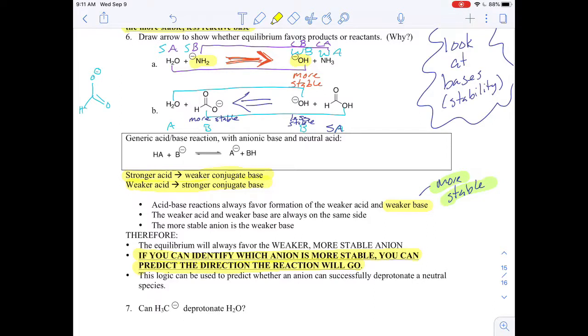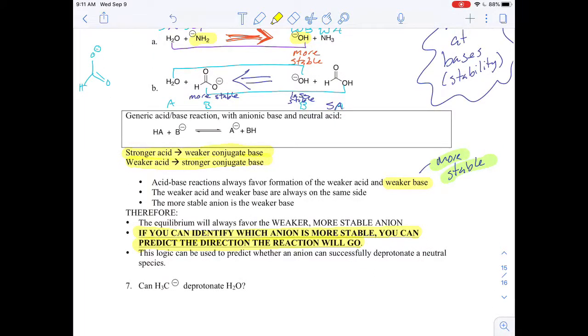So, final question for you is, can H3C negative deprotonate water? Well, let's look at that. So first, let's write it all out. Deprotonate means that it'll take away an H from it. So here's water. And now I'm wondering, can it go in this direction? So I would become CH4 because it's taking away an H and making that.